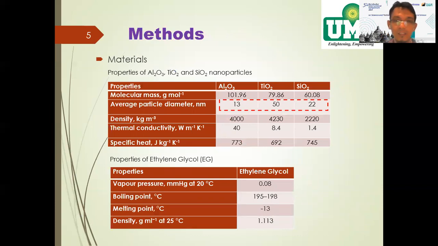These are the methods of my experiment. For the materials, we use aluminum oxide, titanium dioxide, and silicon dioxide. In this table, a very important property for making nanofluid is the average particle diameter. Make sure your nanoparticle is in this range: aluminum 30, titanium 50, and silicon dioxide 22 nanometers. And the second table is for ethylene glycol.